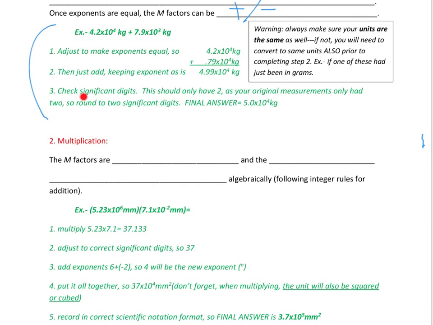And then your last thing is to just check the significant digits. This should only have 2 since your original measurements only had 2. So you round to the 2. And the final answer then is going to be 5.0 times 10 to the 4th.